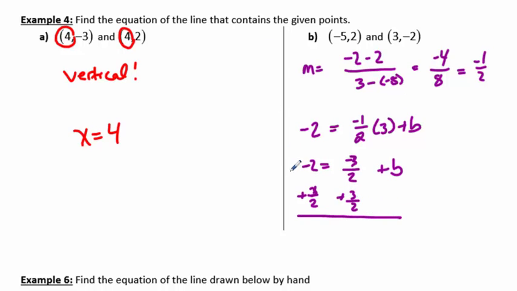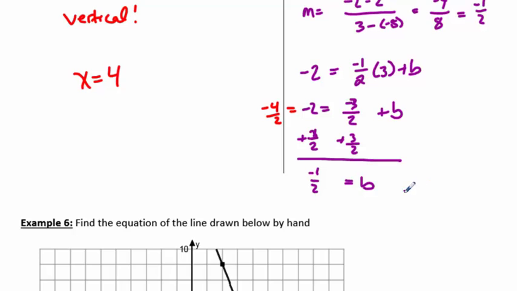We know that negative 2 over 1 is the same thing as negative 4 over 2. So you're taking negative 4 over 2 plus 3 over 2, you're going to end up with negative 1 over 2 equals b. So the equation of this line is y equals negative 1/2 x minus 1/2.